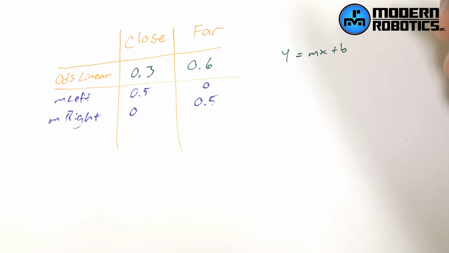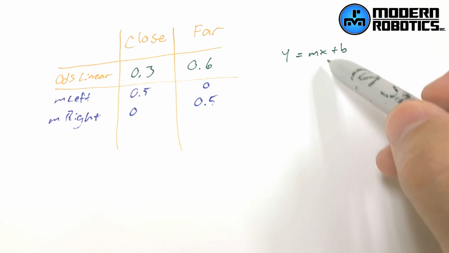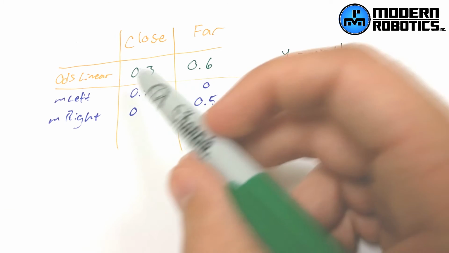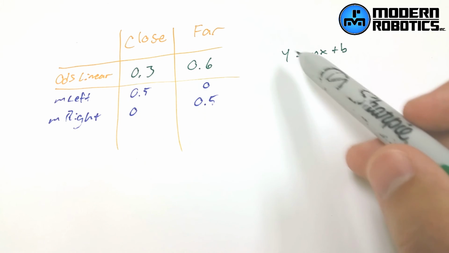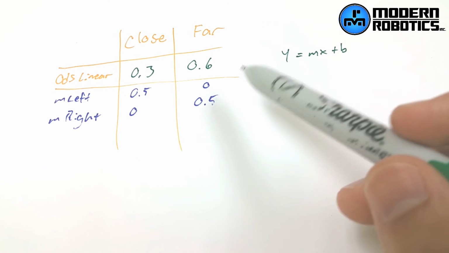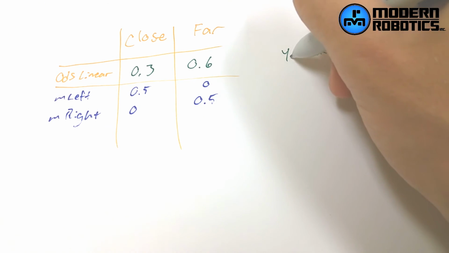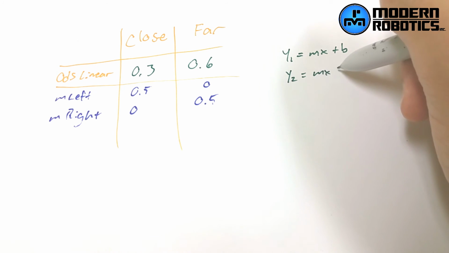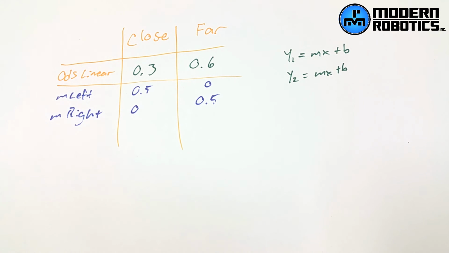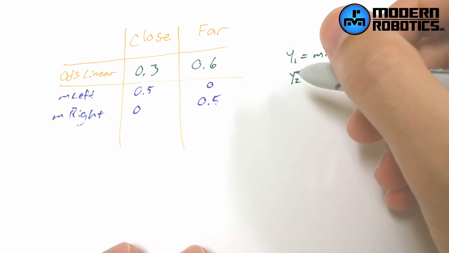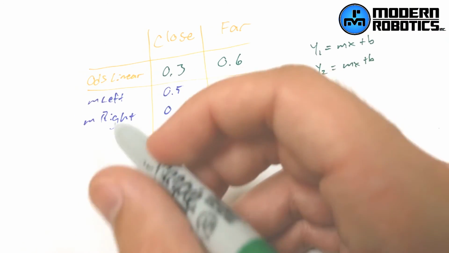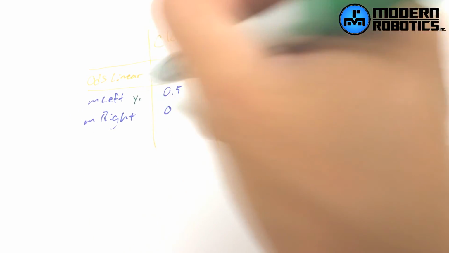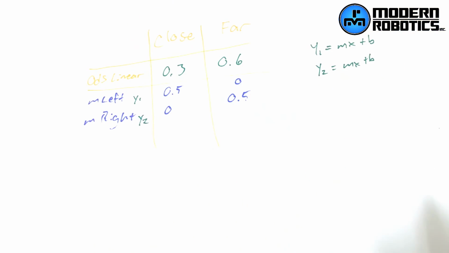So we're using the formula y equals mx plus b. And the y value is our output. The x value is our input. Our input is ODS linear. The output is m left or m right. So we're really going to have two of these equations. We'll have y1 equals mx plus b and y2 equals mx plus b. Now let's rewrite this one more time, or we'll cross these over. So we'll say that m left is y1, m right is y2, and we'll say ODS linear is x.